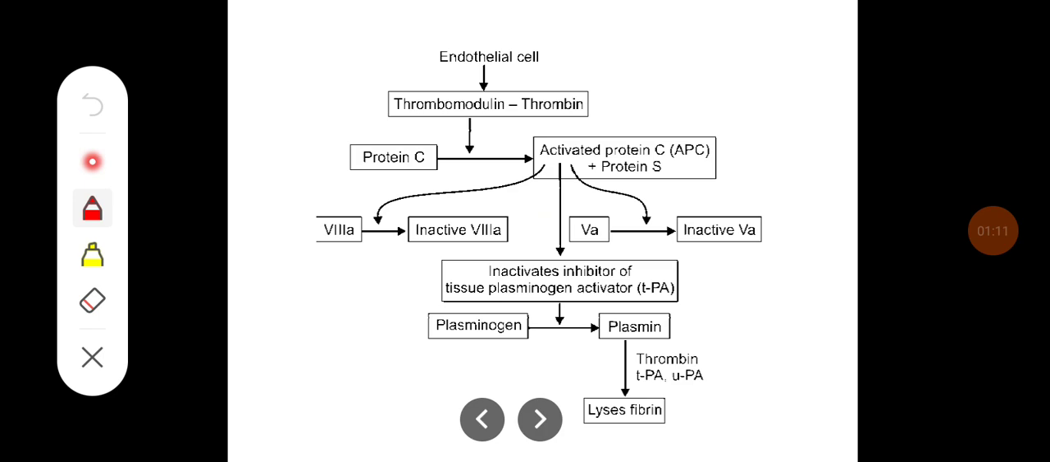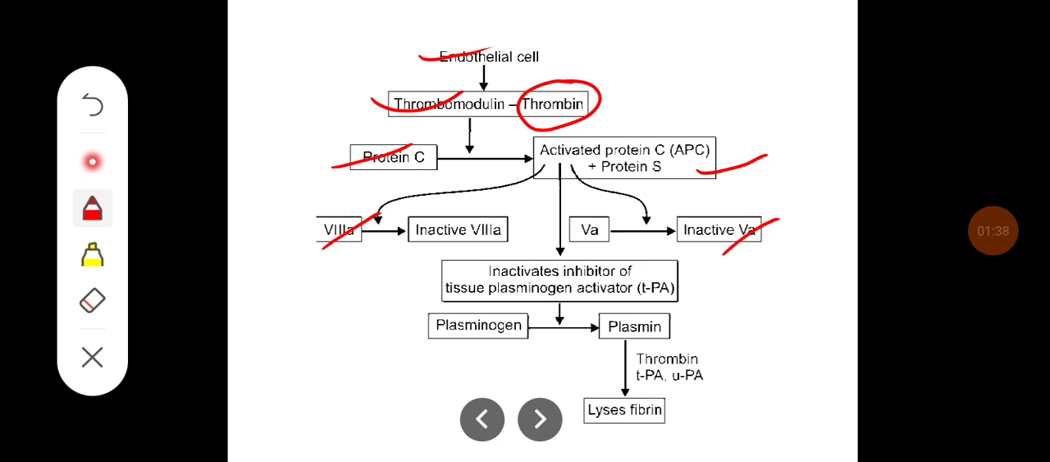This is the chart showing the fibrinolytic system. Damaged endothelial cells produce thrombomodulin, which binds to the thrombin released into the circulation. This complex activates protein C to activated protein C, and with the cofactor protein S, it is going to inhibit factor 8 and factor 5.